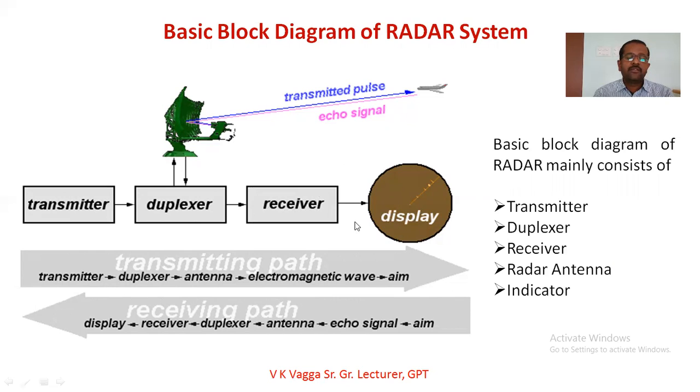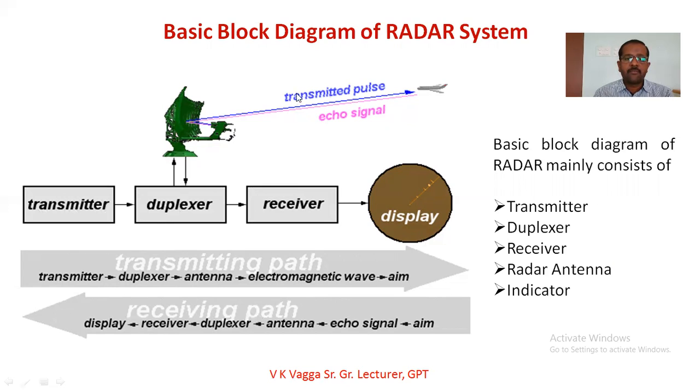So if you take the transmitter, the flow will be in this way. It is from the transmitter, enters into the duplexer, and after that enters into the antenna, and it is going to convert into an electromagnetic wave and move toward the target. So from the transmitter it will go to the duplexer, and from the radar antenna it will move to the target aim. And if you take the receiver, it is exactly opposite.